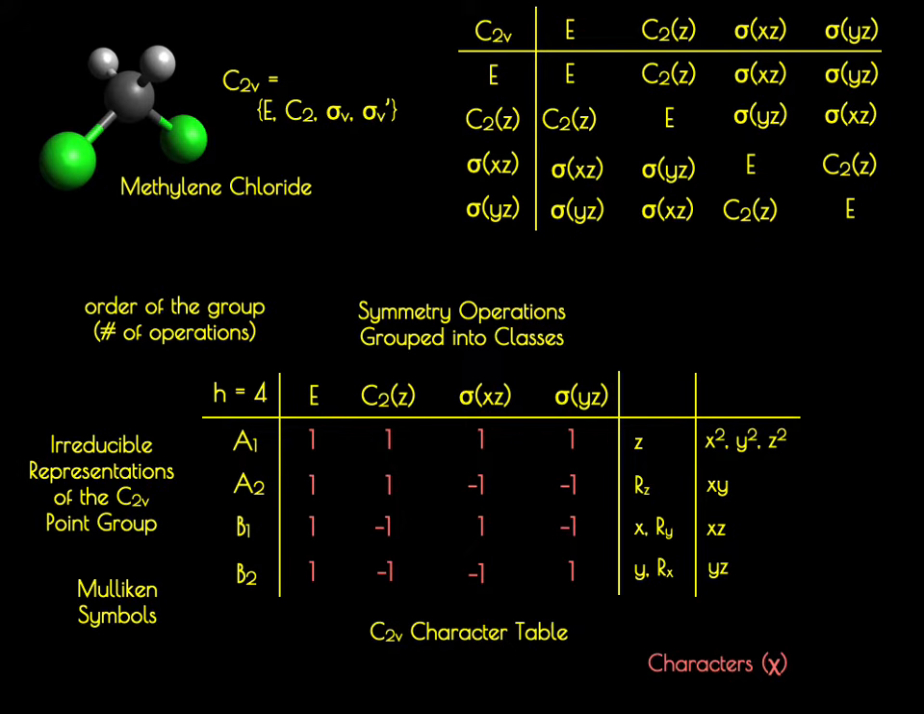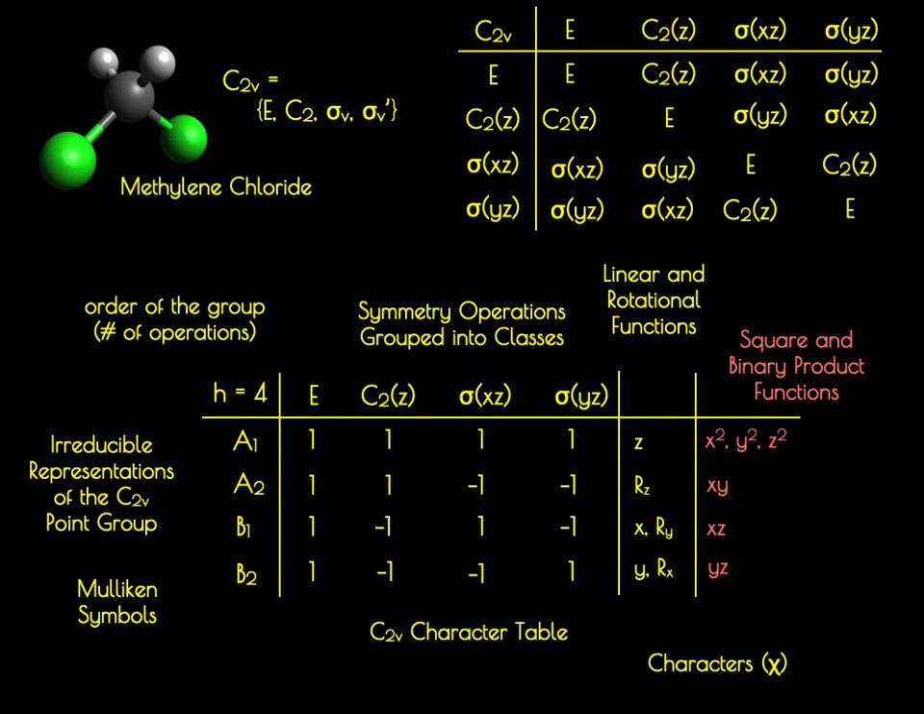In the column over from the characters, we have some information about how the linear and rotational functions transform under C2V symmetry. These will be defined towards the end of this video. Finally, the last column depicts how the square and binary product functions transform under C2V symmetry. Once again, we'll be going through and defining these towards the end of the video. But first, let's go through and define the concepts of a representation of a group as well as characters.